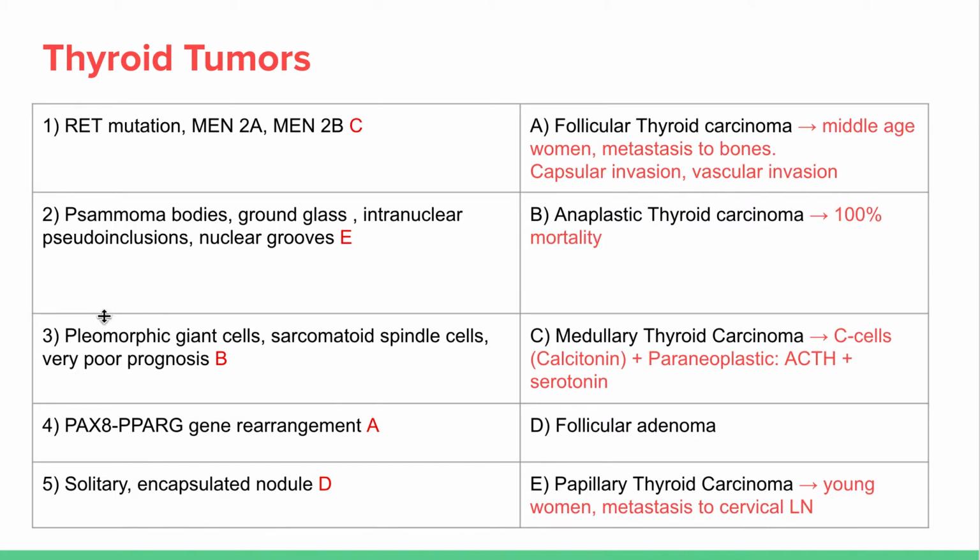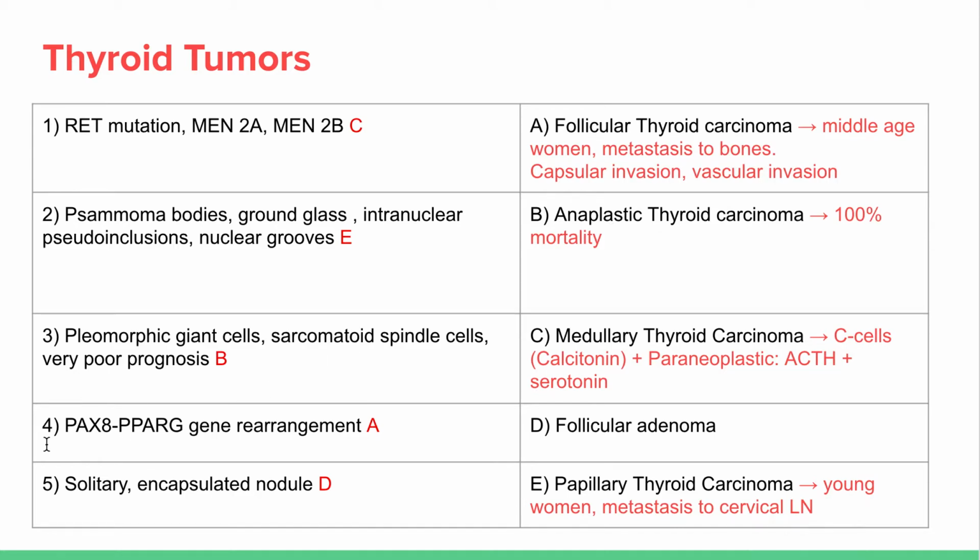Next, you're describing pleomorphic giant cells, sarcomatoid spindle cells, and very poor prognosis. So pleomorphic cells with a very poor prognosis, this is your classical anaplastic thyroid carcinoma with almost 100% mortality.